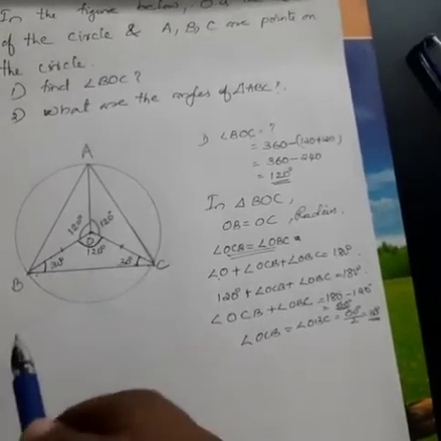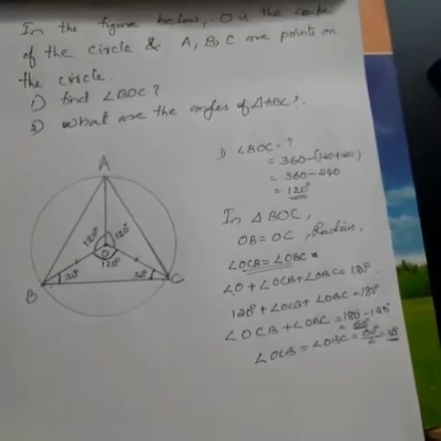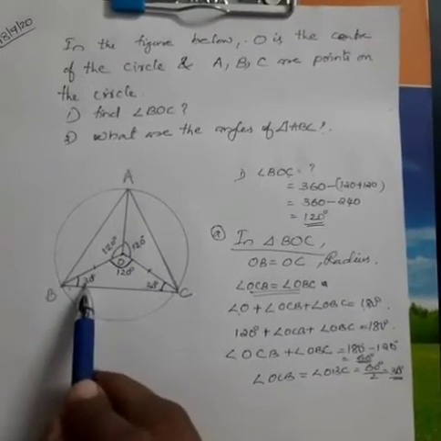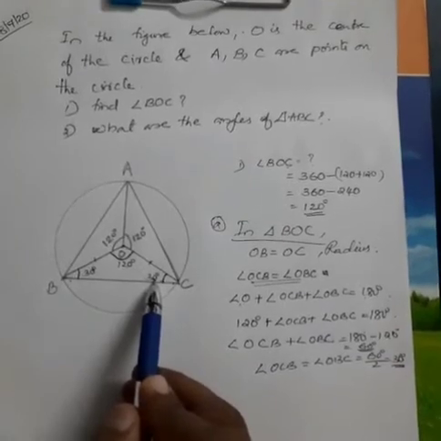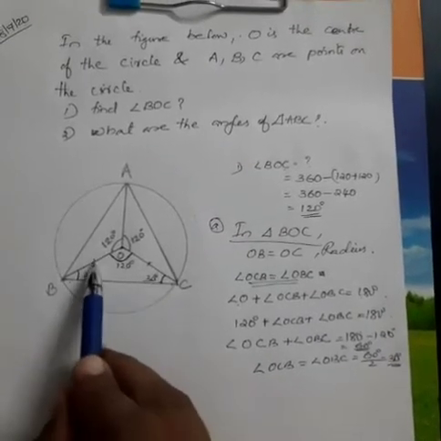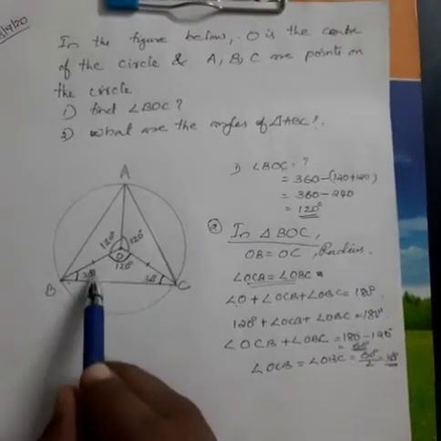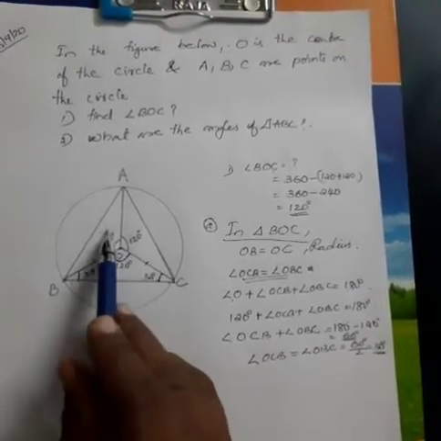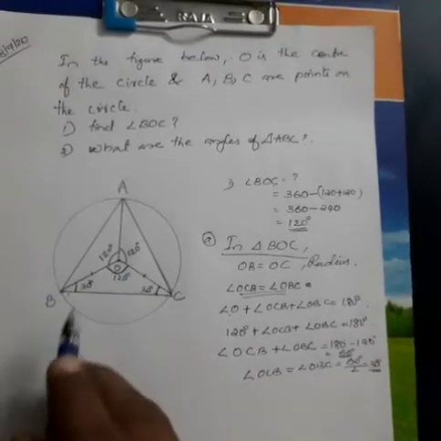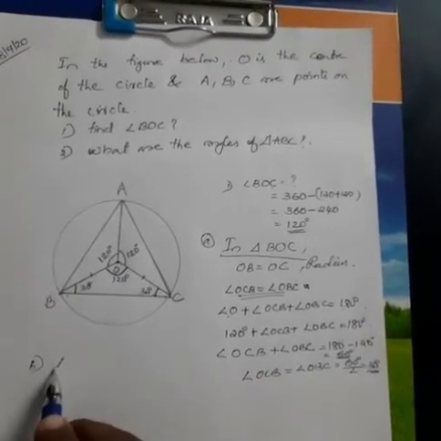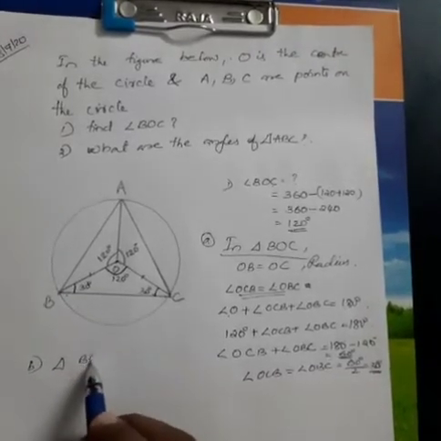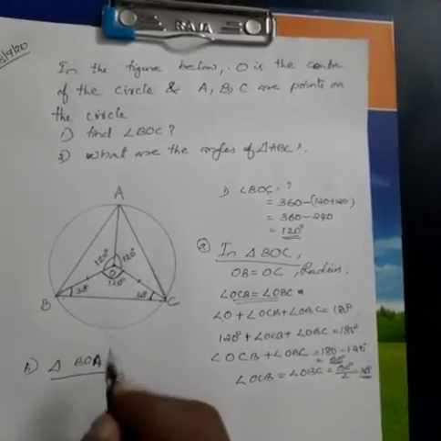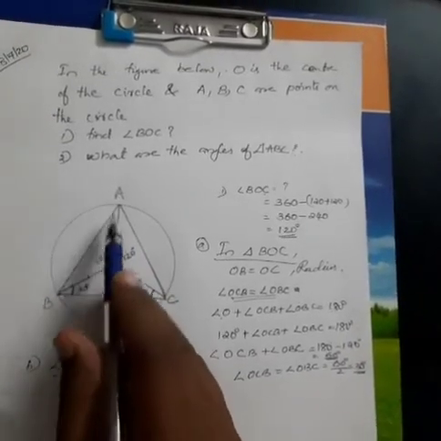Sum of three angles is 180. See, all three angles together 180, and this is 30, this is also 30, because it is an isosceles triangle with the angles equal and sides are also equal. Then we have to find out other triangles also. These are also isosceles triangles. So in triangle BOA, you have to find out these two angles.